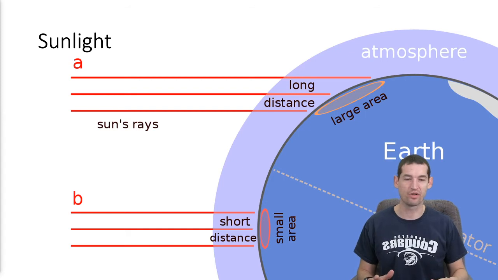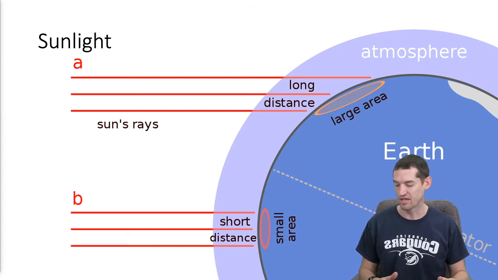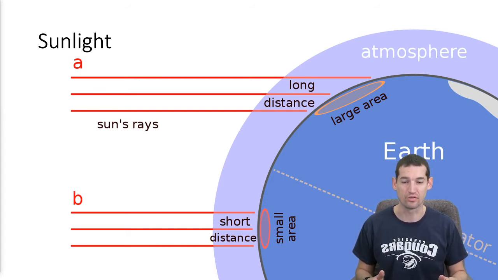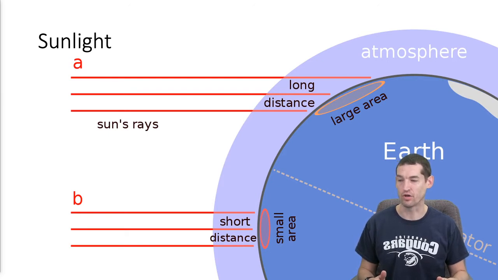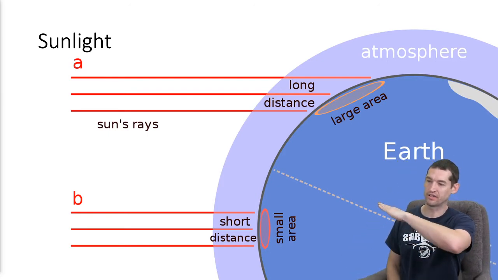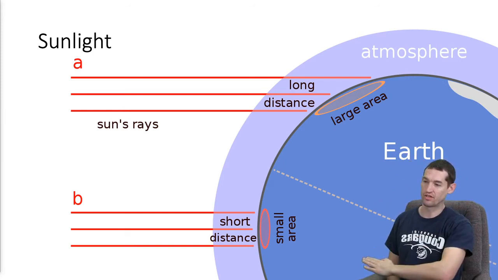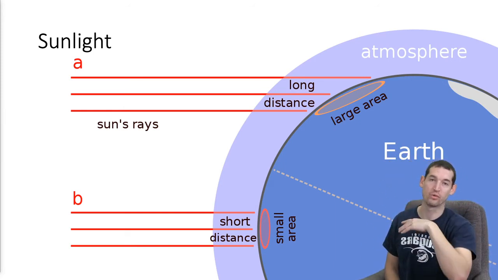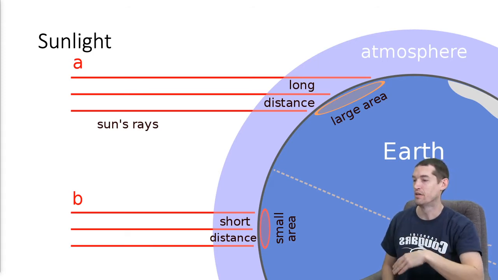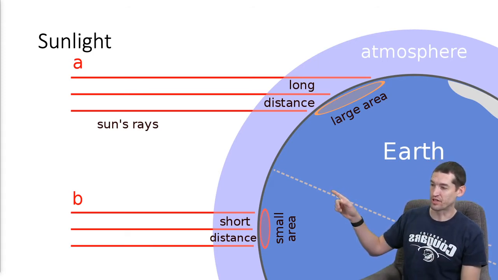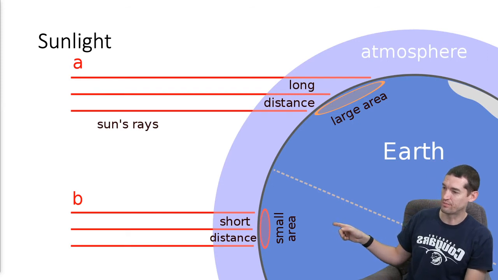Okay, the last one is sunlight and temperature. And sunlight and temperature are affected by two different things. The first one in your notes is latitude, meaning where on the earth you are. So this line right here is the equator on this planet, and the flat horizontal lines on the earth are what we call latitudes.